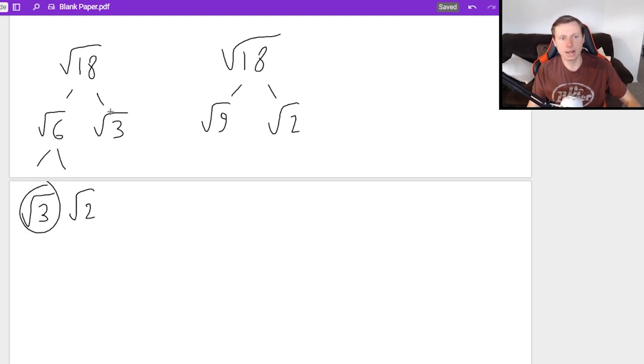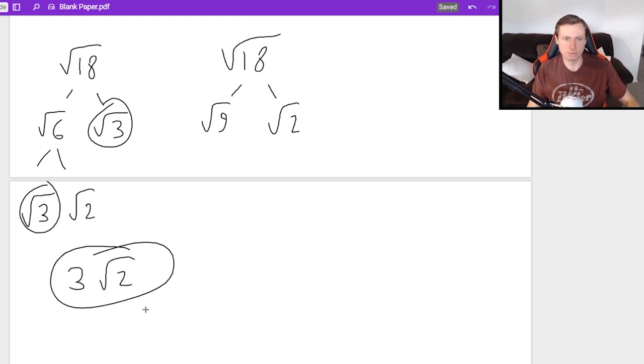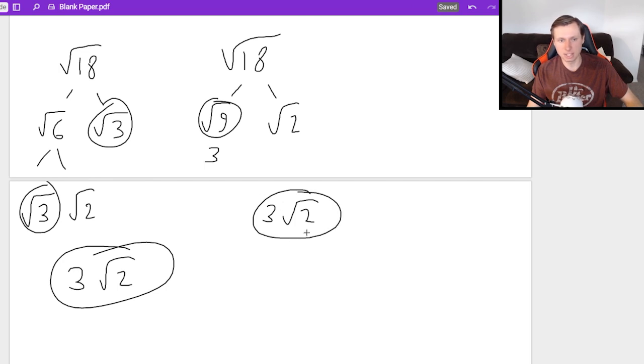And now I've got a pair with these root 3's. So the 3 gets out of the square root, and you've still got a root 2 left right there. If you want to try this method with the root 9 and the root 2, well then, square root of 9, that's a perfect square. That's 3. And so you get this 3 root 2 a little bit faster that way.